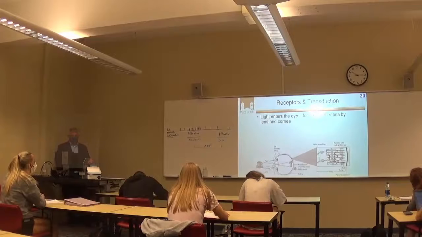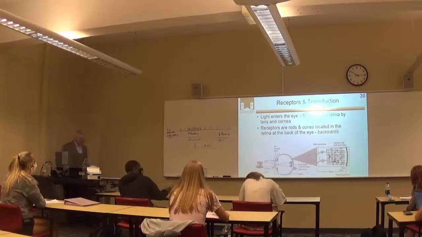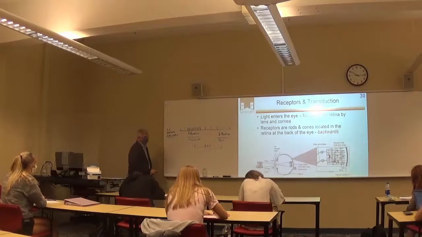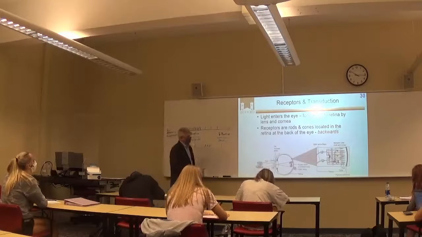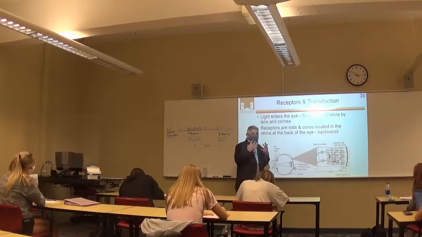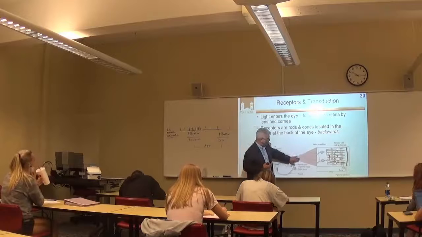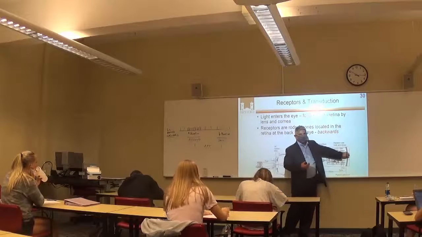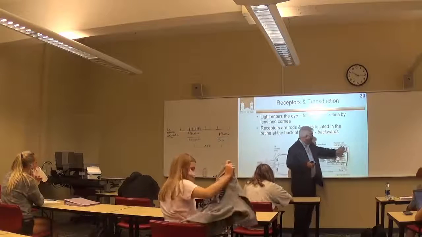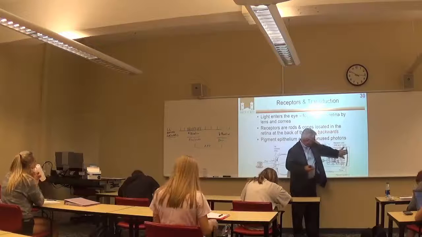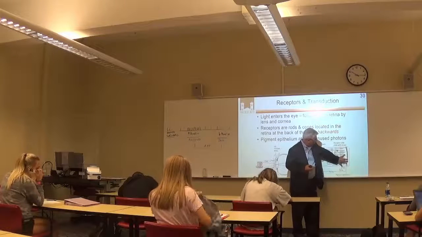All right, how does this get transduced? So, light's going to enter the eye, go through your cornea and your lens, which is going to focus it on your retina. The retina is the back part of the eye. And it's kind of a backwards orientation, right? So the light comes in and it actually goes through a couple of layers of neurons before it gets to the receptors. It's organized this way because back here is the pigment epithelium.